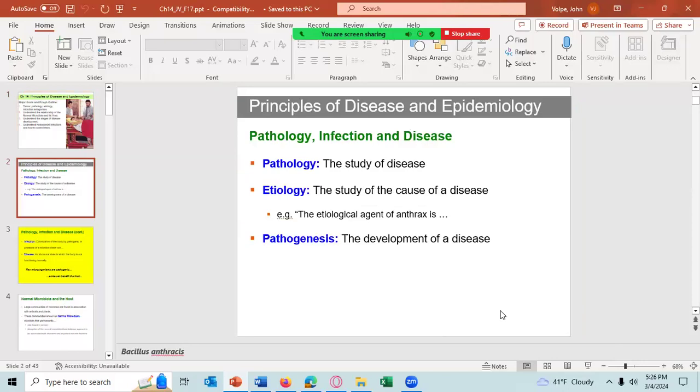All right. The first terms you need to know is pathology is the study of disease. Etiology is the study of the cause of a disease. For example, the etiological agent of anthrax is Bacillus anthracis. Pathogenesis is the development of a disease.